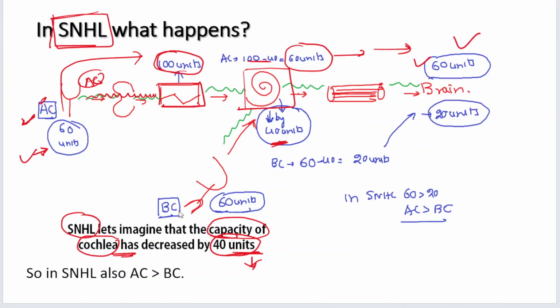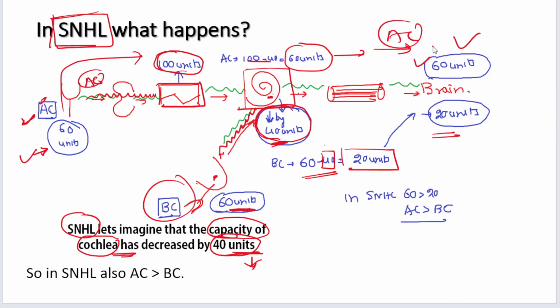Now, same in the bone conduction, again we are taking a 60 units tuning fork and putting it on the mastoid. Through the transcranial transmission, sound occurs and the cochlea gets stimulated. But the capacity of the cochlea has got damaged by 40 units. So even if you place a 60 unit tuning fork, coming to the cochlea, it can only transmit 20 units of sound. So when you place it on the mastoid, that's the bone conduction, the brain is perceiving it as 20 units. Here when you place it in front of the pinna, the brain is perceiving it as 60 units, thanks to the transformer action.